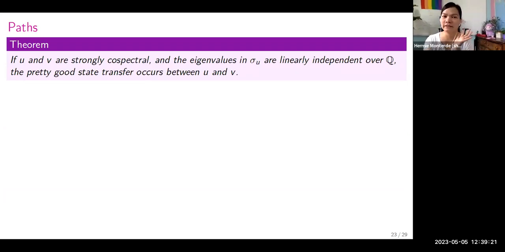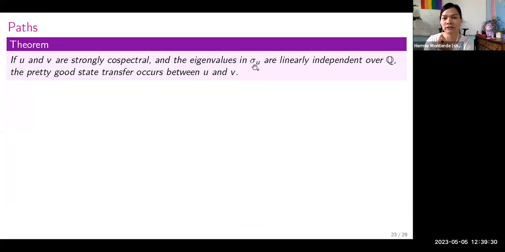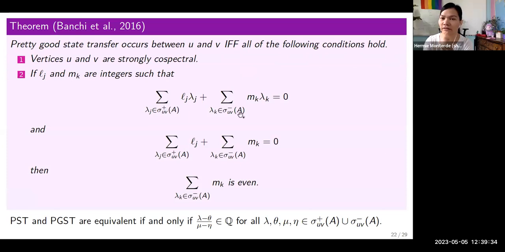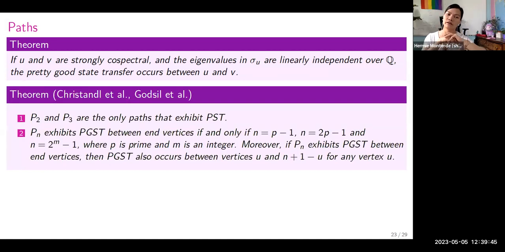Okay, so in this, we're just using this characterization where if you have two strongly co-spectral vertices and the eigenvalues, sorry, this should be the union of this and that. If the eigenvalues there are linearly independent, then you get pretty good state transfer between U and V. And that's exactly what led physicists and mathematicians to classify PST and PGST in paths.